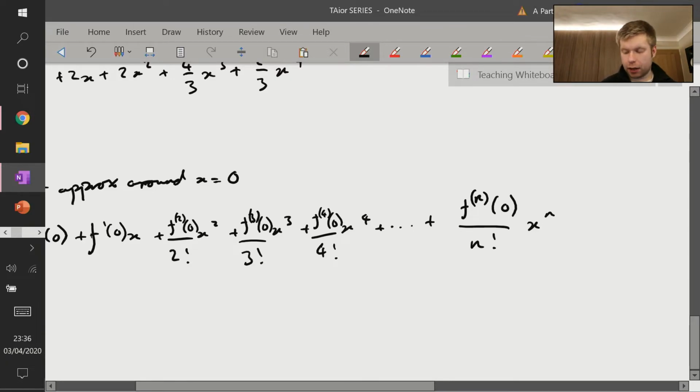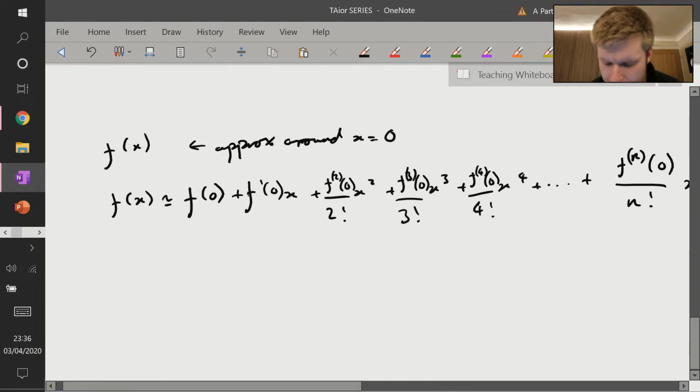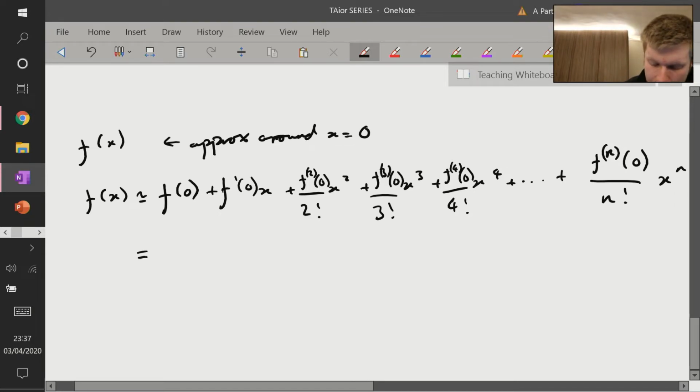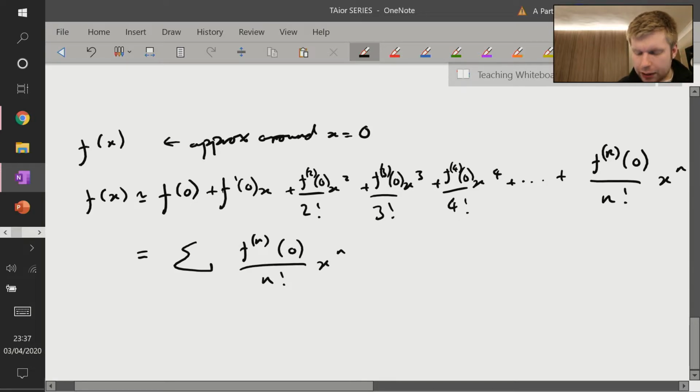So times by x^n. So if I want to work out any term in this series, I can do so by doing this. So if you like, I can write this using sigma notation. Sigma notation just simply means sum all terms together. So I just simply take the nth derivative of my function, stick in x equals 0, divide by n factorial, and then times that by x to the power of whatever n I'm looking at, okay? Where n goes from, well, in this case, we've got to start at 0, because if you think about it, the zeroth derivative of my function is just a constant, okay? And I can go up to infinity. So that there is the Taylor series there, okay?